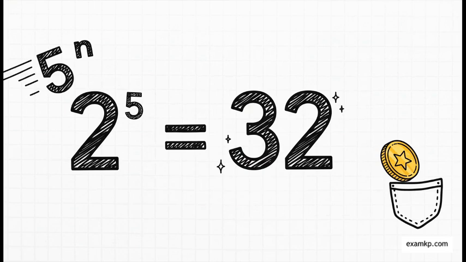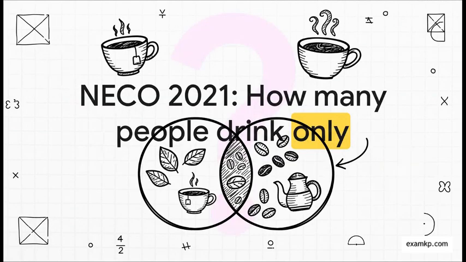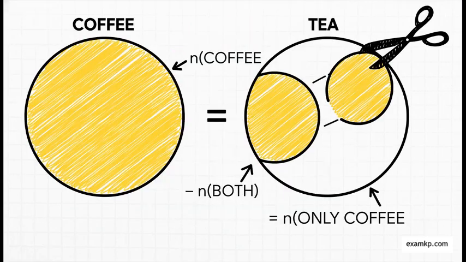Okay, let's move on to a NECO question. Now, this one can be a bit tricky if you don't read it carefully. We know the total for tea, the total for coffee, and the total for both. But the question is asking, how many drink only coffee? That word only is everything here. So what does only coffee really mean? Well, think about it. That number 50, the people who said they drink coffee, that group includes the 30 people who drink both coffee and tea. To find the people who only drink coffee, we have to remove that overlapping group.